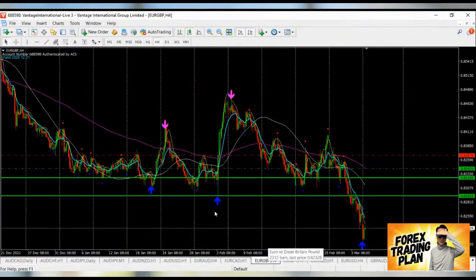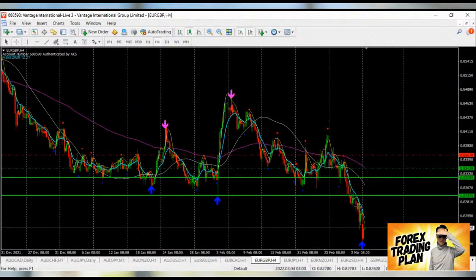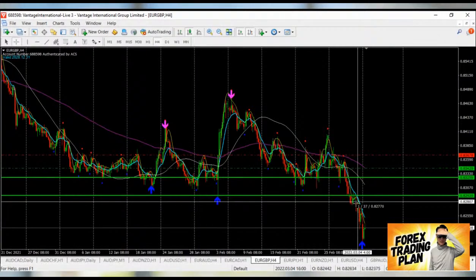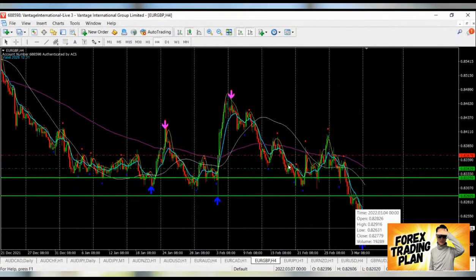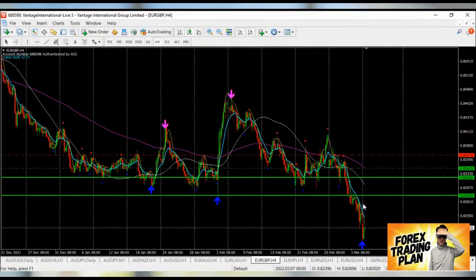Euro Pound. Yes, Euro Pound, which I mentioned last week. I would not recommend trading Euro Pound because of the situation right now, it's going to be very volatile. The trend may look like it's going to sell further down, but for me, I would prefer to stay away from the risk.